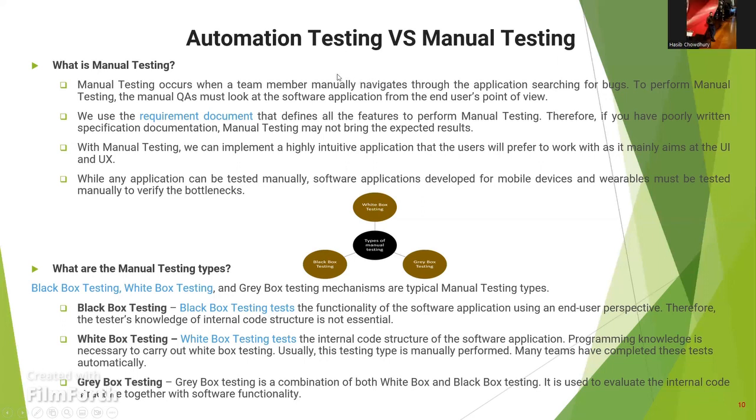Functional testing. Gray box testing's other name is structural testing, right? These are the manual testing types. So what is black box testing? Black box testing is testing the functionality of the application under test without knowing the internal code or structure of the application.